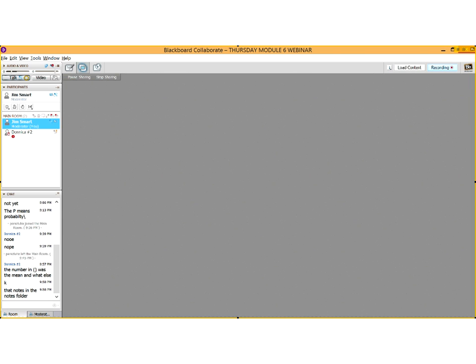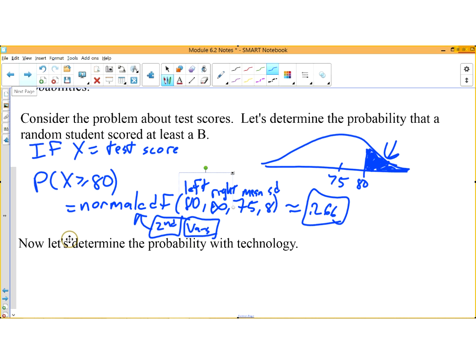Yes, in the notes folder you'll find the same example, and it even shows what each thing is in there. And I think the video is based on the same example as well. But let's say here, let me change back to my pointer.